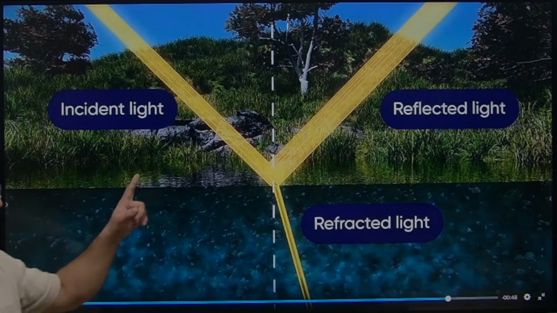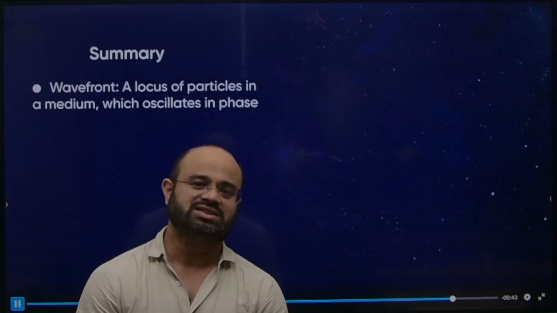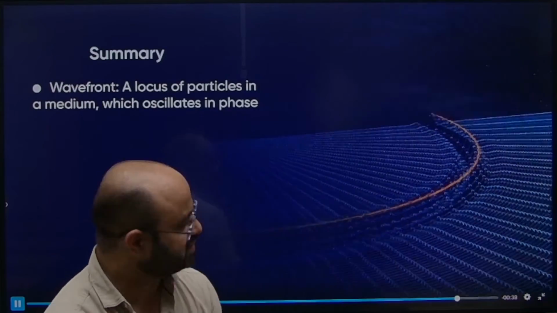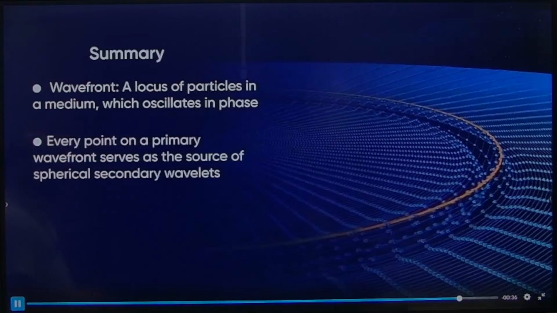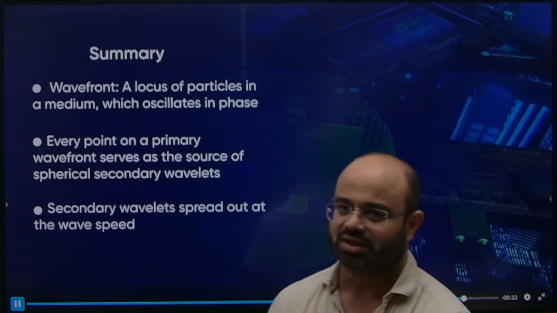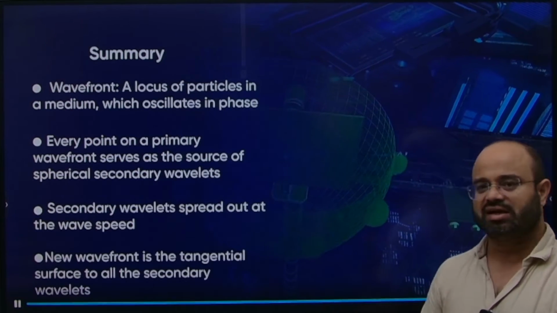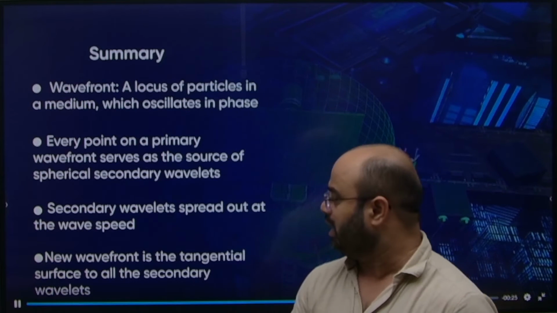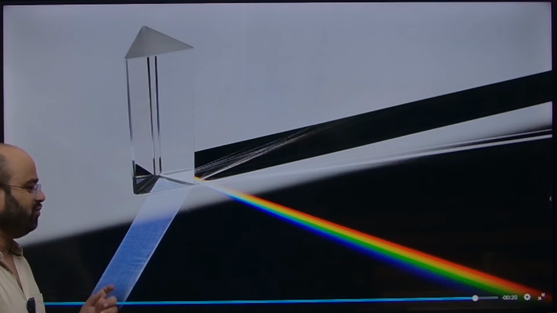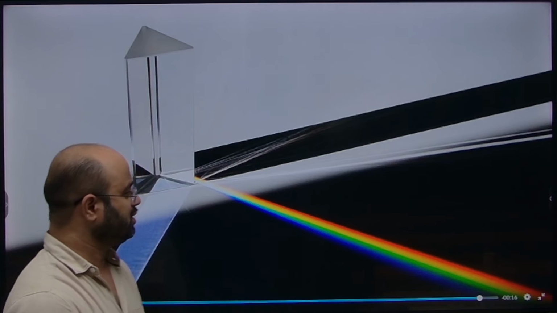All the phenomena, refraction, reflection, interference, diffraction, which we will see in this chapter, were explained beautifully by Christian Huygens' wave theory. So, summary: what is a wavefront? A locus of all the particles in a medium which oscillate in the same phase is called a wavefront. Every point on a primary wavefront acts as a source of secondary wavelets. Secondary wavelets spread out at the same speed, and a common tangent drawn on the secondary wavelets forms the new wavefront, and that's how the light energy is propagated in the forward direction only.